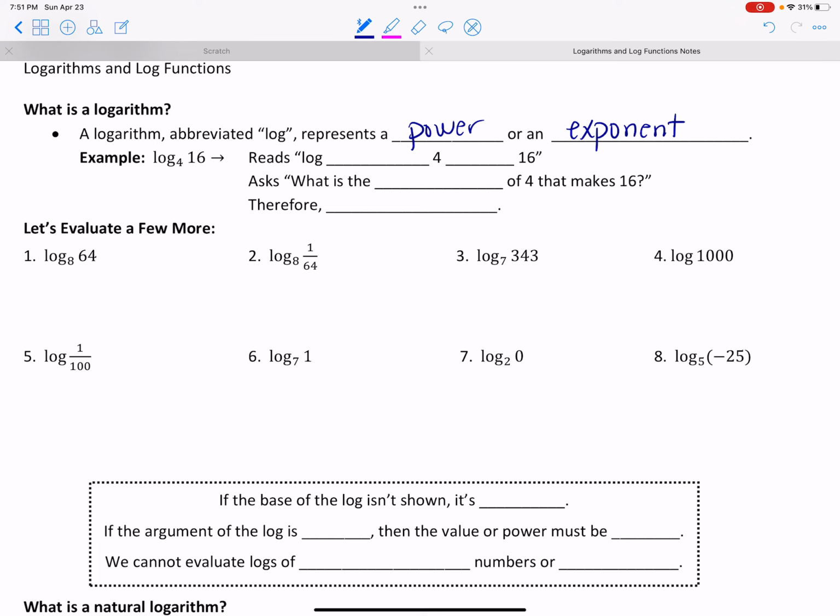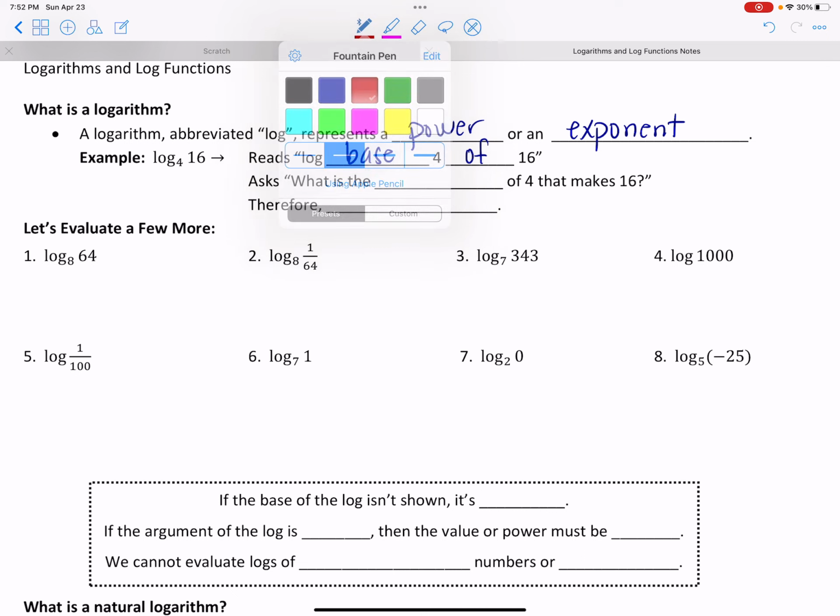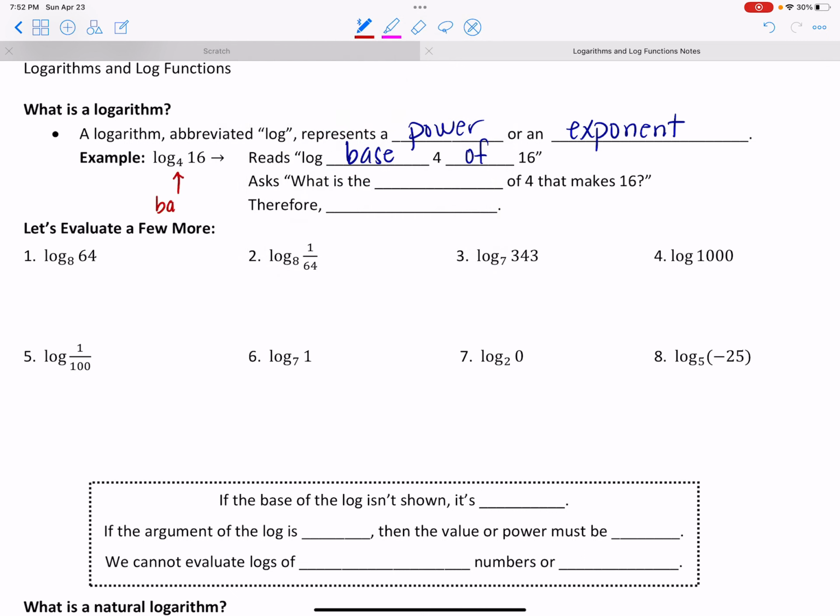For example, when we are looking at this log expression, we would read it as the log base 4 of 16. So we're going to interject two words into that expression. It's log base 4 of 16, where again the 4 represents the base of the log, and the 16 represents the argument of the log. So 4 is the base, and we call 16 the argument. Okay, so log base 4 of 16 is how we read it.